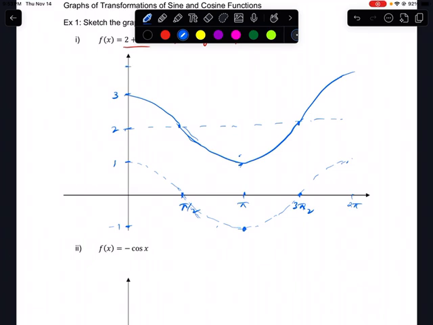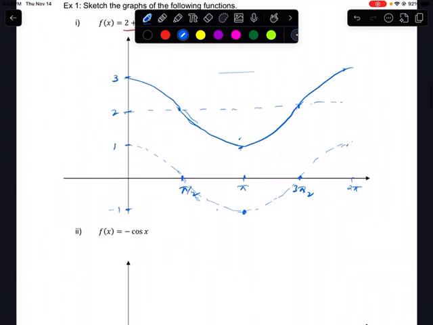So it will be at 3, not at 4. Okay, remember this is 3. This should be at 3. So where is the 3? Somewhere here. So this is how you do it.